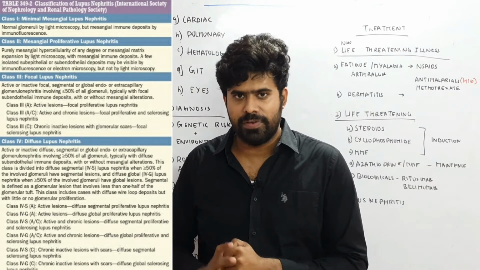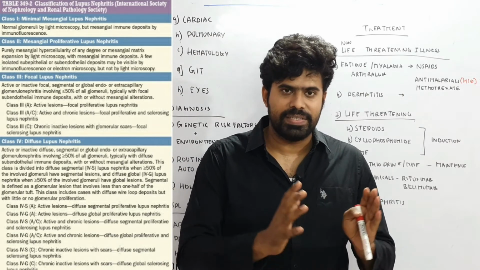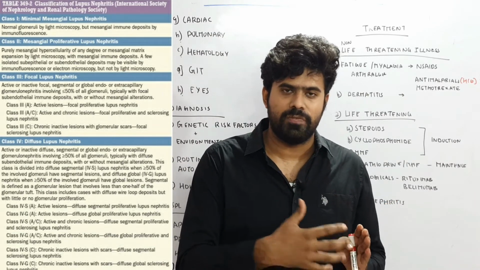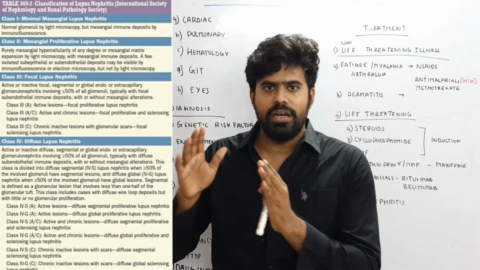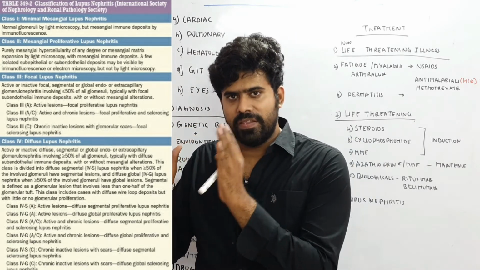The class 2 lupus nephritis means mesangioproliferative lupus nephritis. There can be mesangial matrix expansion or proliferation of mesangial cells in light microscope, and with immunofluorescence there will be antigen antibody complex deposition in the mesangium.